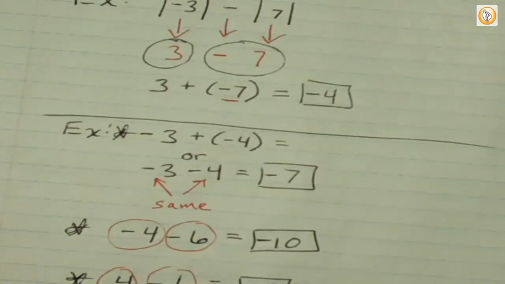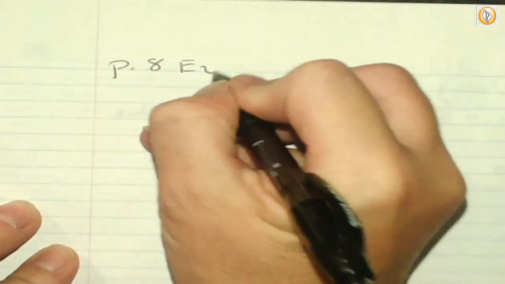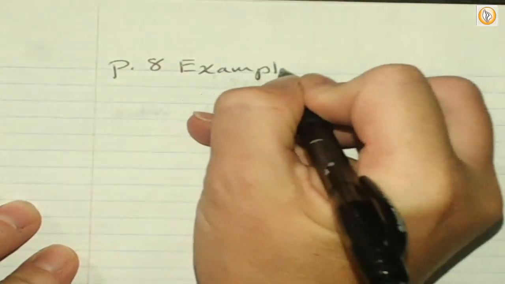Don't worry about it. It's 9:15. Okay. So we are going to start examples. Open your book to page 8. Make sure you do all of these examples that I do. Write them in your spiral.